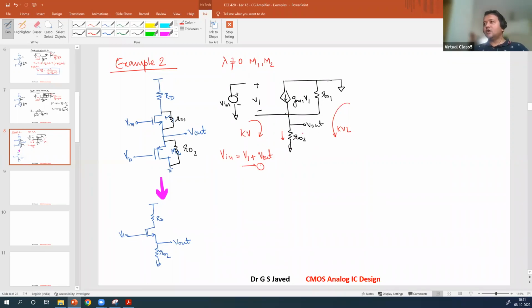gm1 V1 into RO2. Now from this point to the ground, there is RO1. From this point to this, there is RO2. So what does this mean? RO1 is in parallel with RO2. So this is the R. Now what is the current flowing? gm1 V1. gm1 V1 RO, what is this value equal to? The value at this node. What is this node value? Vout. So this is the second equation. So if you want to find out from this, what is the gain equation?